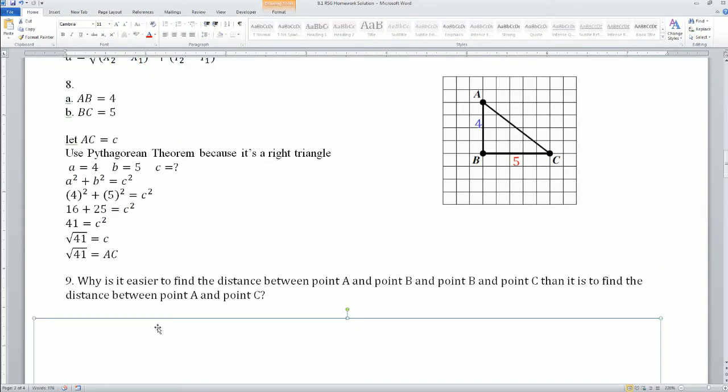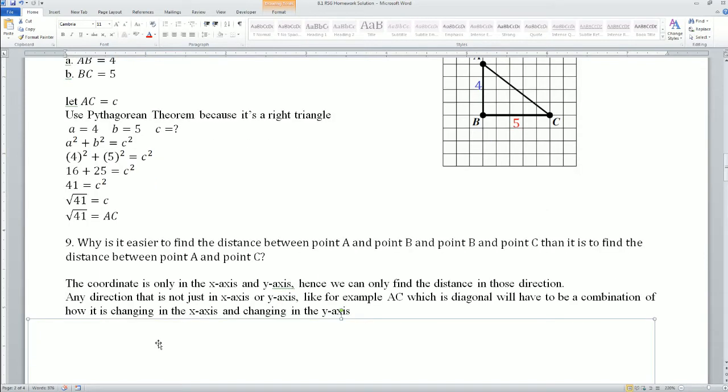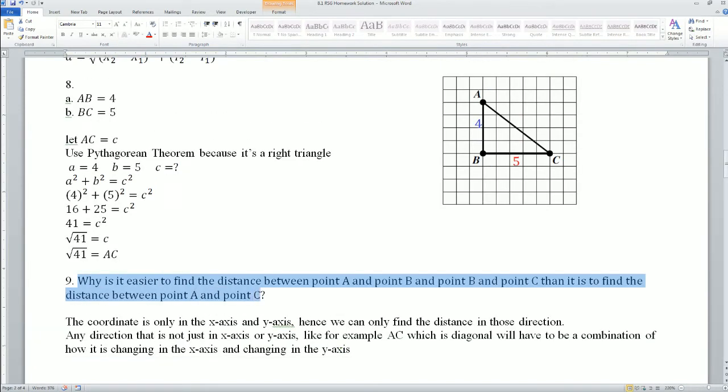9. Why is it easier to find the distance between point A and point B and point B and point C than it is to find the distance between AC? So this question is kind of silly, because it's easier if it just makes sense to you. You could do it the long way. It doesn't matter if it makes sense to you. It's perfectly fine. But the logic they're trying to get you to understand is this.